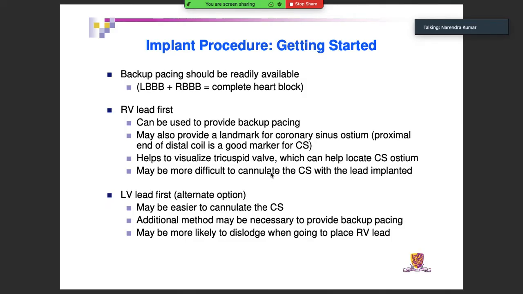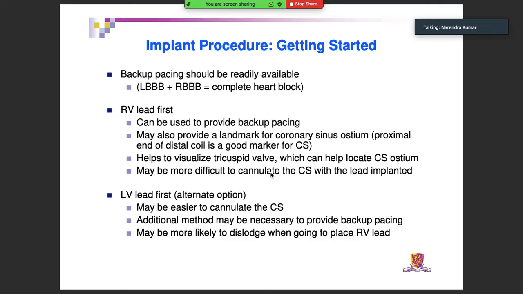The indications and the other programming tips, we have already spoken about in other lectures. So as I said, I will focus a little bit more on the procedure itself. What happens for the resynchronization therapy is what is really important. Most of these patients already have a left bundle branch block. However, if you accidentally bump on the right bundle, you may cause complete heart block. So backup pacing must always be available.